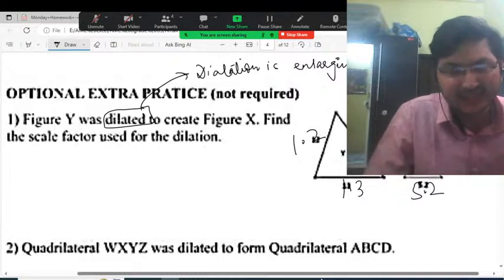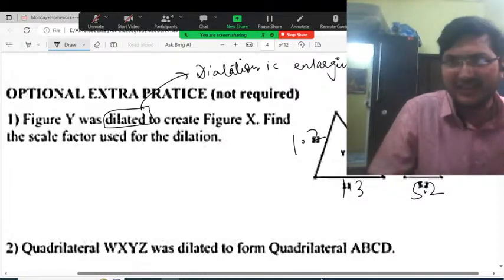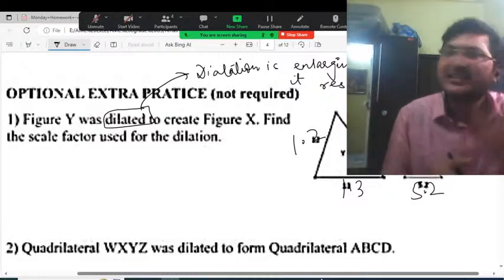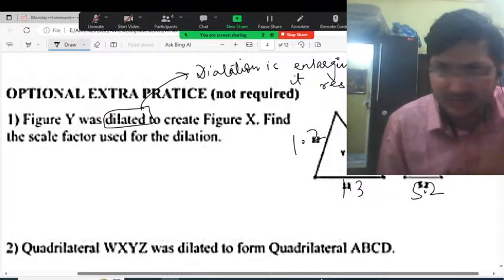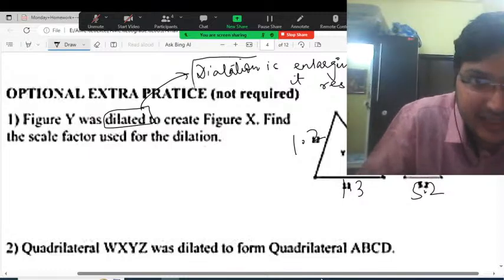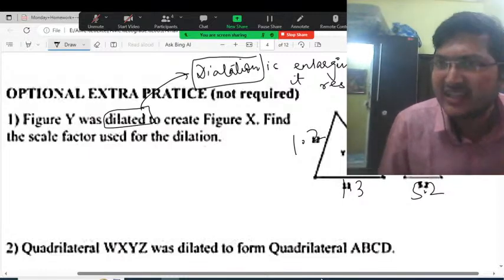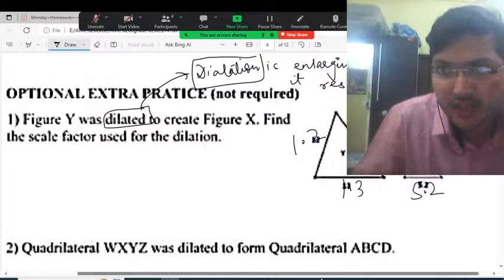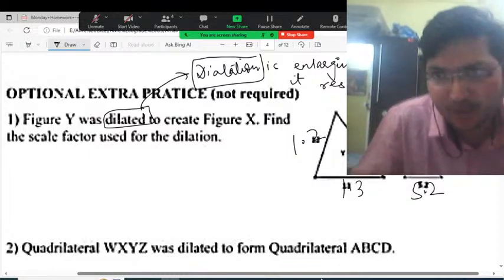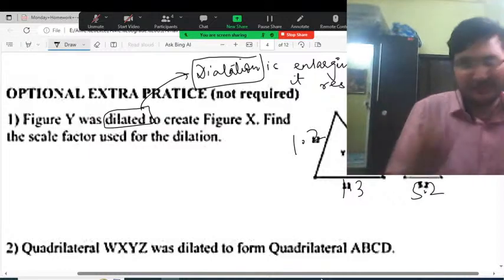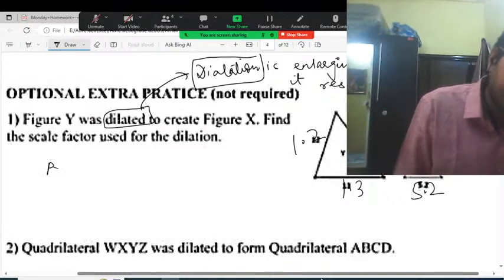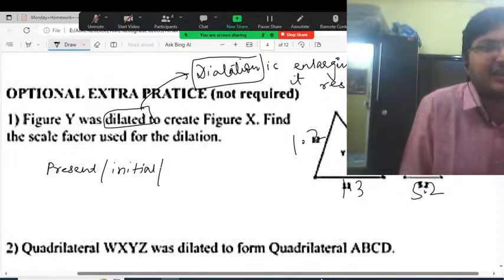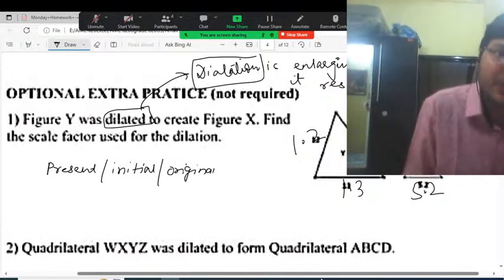Dilation is enlarging something, and it results in two similar figures. That's why we deal with dilation under similarity. We deal with dilation under similar figures, because dilation only enlarges an object. Here we get two similar figures. It's a very important thing. And in those similar figures, the present figure or the original figure or the initial figure, whatever you take originally, is said to be your object.